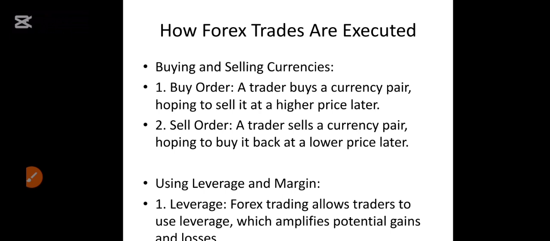How forex trades are executed. Buying and selling currencies. Buy order: a trader buys a currency pair hoping to sell it at a higher price later. Sell order: a trader sells a currency pair hoping to buy it back at a lower price. Using leverage and margin. One, leverage. Forex trading allows traders to use leverage, which amplifies potential gains and losses.